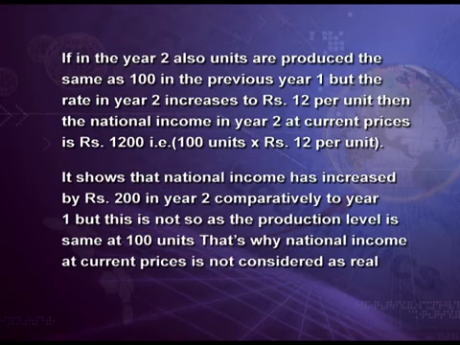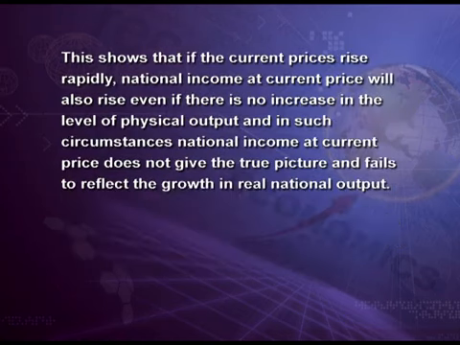But it shows that national income has increased by rupees 200 in year 2 compared to year 1. But do you agree with it? This is not so, as the production level is the same at 100 units in both the years. That is why national income at current price is not considered real. This example shows that if the current prices rise rapidly, national income at current price will also rise, even if there is no increase in the level of physical output. And in such circumstances, national income at current price does not give the true picture and fails to reflect the growth in real national output.